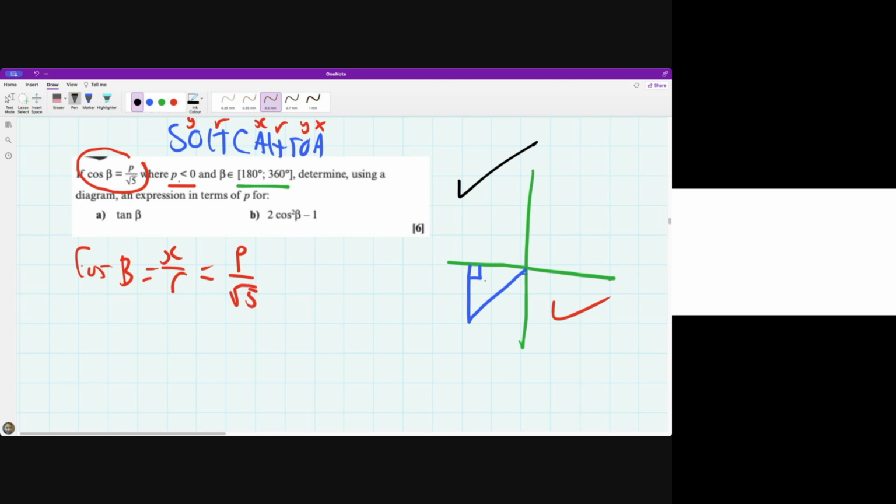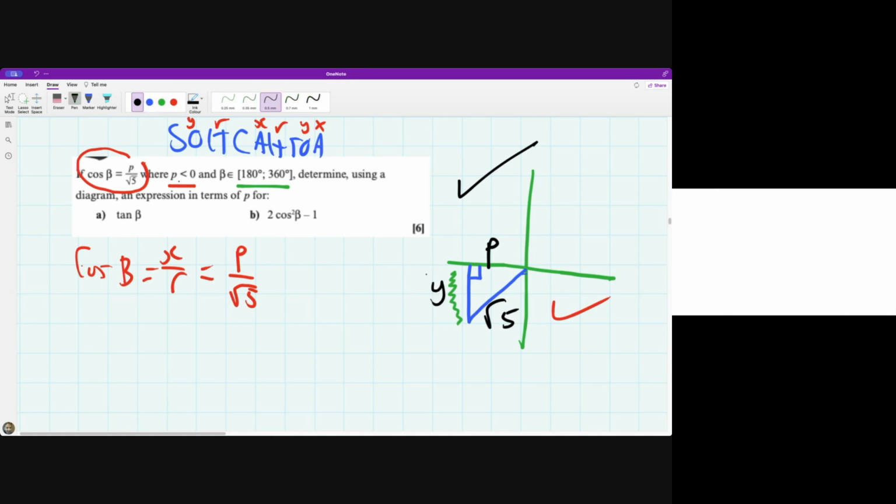So now, where there's an x, and it said p was less than 0, that makes sense, because look at the direction. So that's p, and p is going to be negative. And then r has to be root 5. Now, we're going to have to find what this length is, the y, in terms of p.